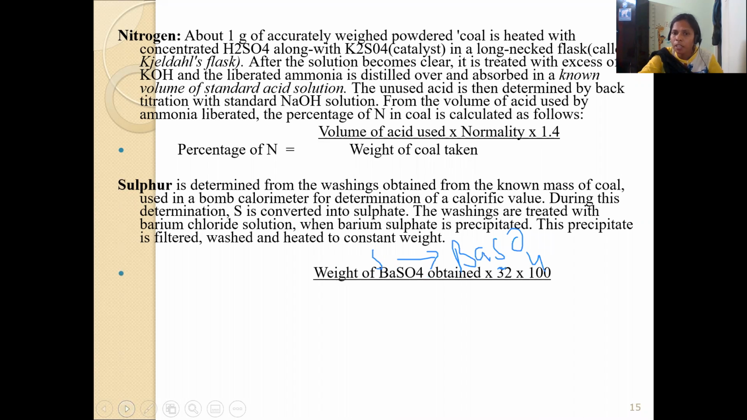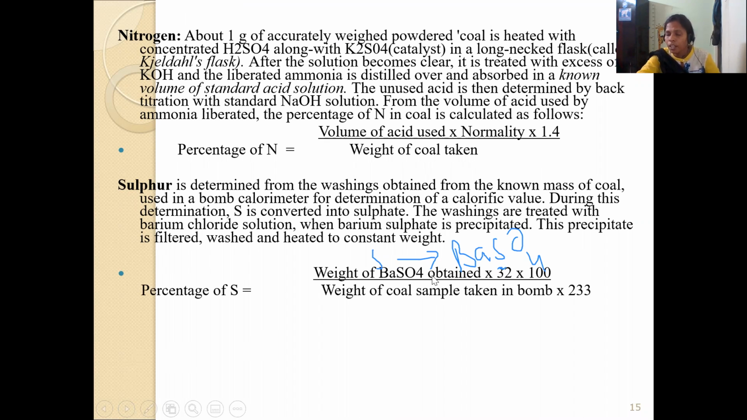So let us see the formula. Percentage of sulfur is equal to the weight of barium sulfate obtained, whatever powder weight you get, divided by the weight of coal sample taken in the bomb calorimeter, into 32. What is 32 here? Sulfur atomic weight, divided by 233, the barium sulfate molecular weight, into 100.